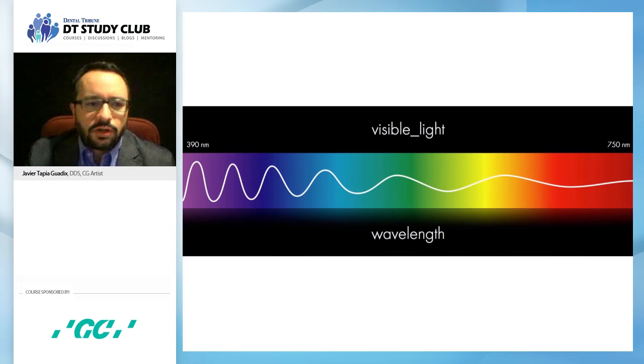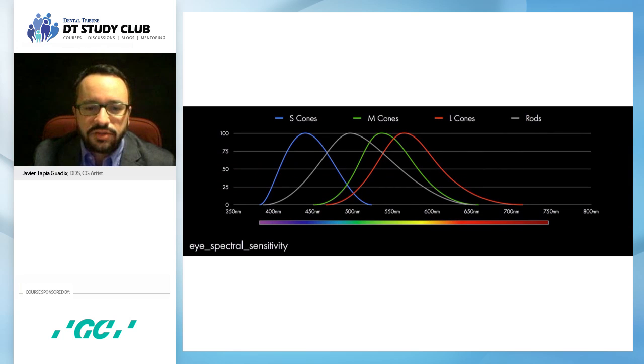When we talk about color, we are talking about light. So light that we can see in the visible spectrum from 319 nanometers to 750, depending on the person. You will see that you have the short wavelengths on the cold colors and the long wavelengths on the warm colors. We have the spectral sensitivity of the eye, which is defined to be receptive to these different wavelengths.